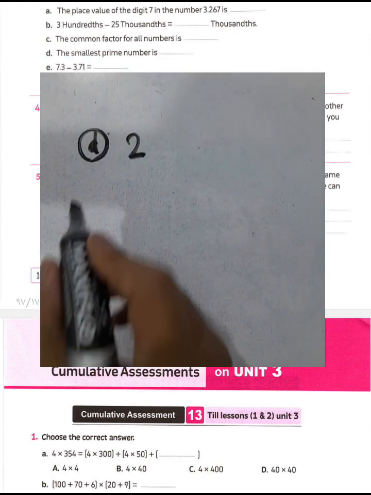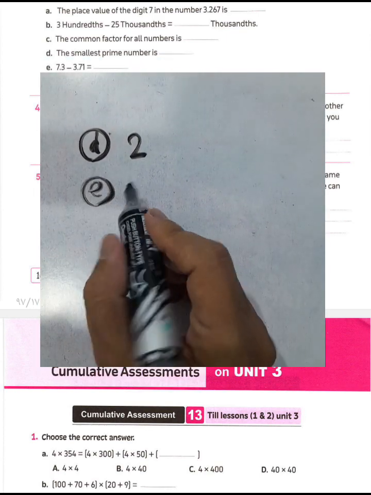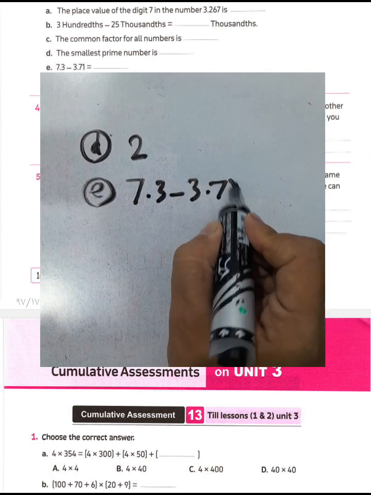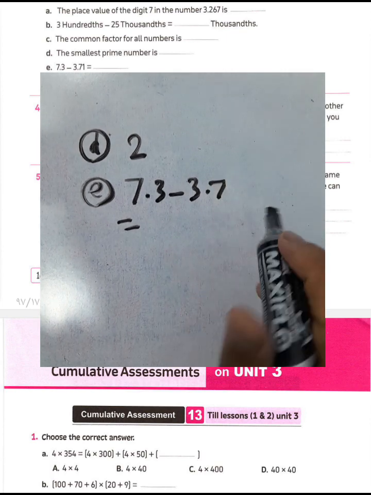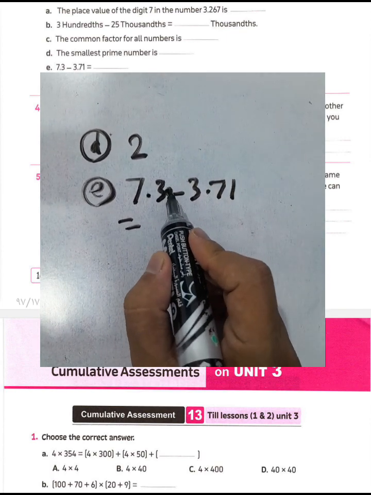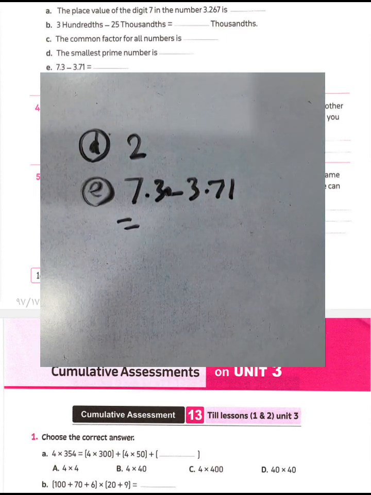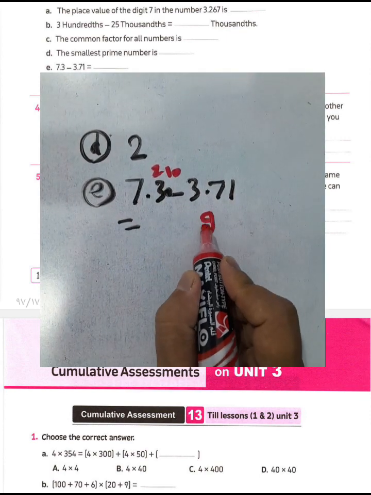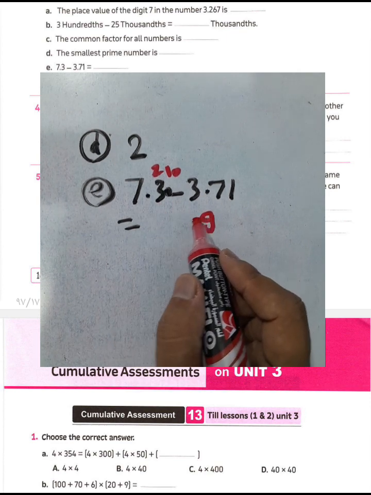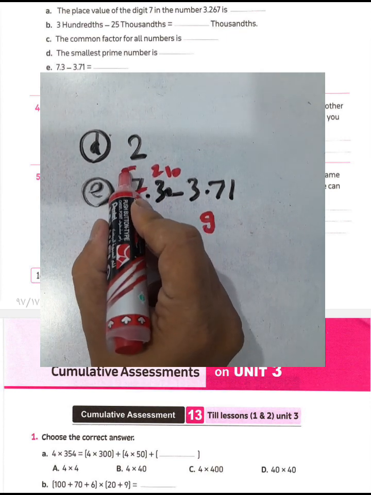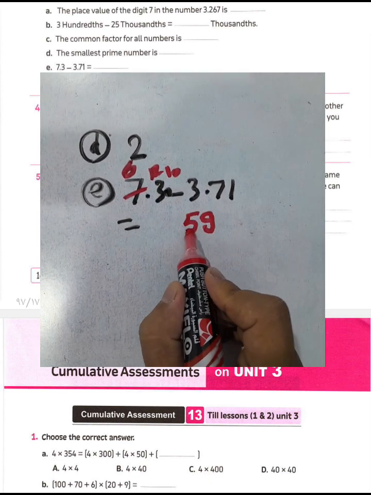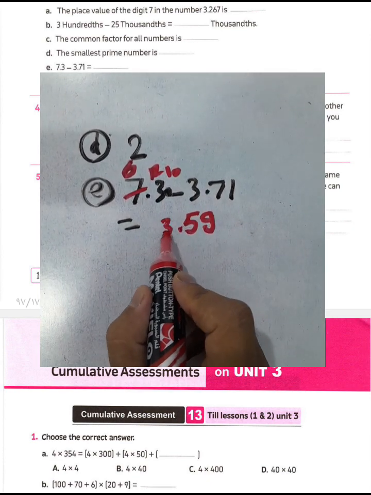Question letter E. Find the difference between 7.3 and 3.71. We can find the difference between two numbers here by putting 0 on the right hand side. 0 minus 1, we can't do it. Then you can borrow 1 from 3 here, it will be 2, and 0 will be 10. 10 minus 1 equals 9. 2 minus 7, we can't do it, so you must borrow 1 from 7 here, it will be 6, and 2 will be 12. 12 minus 7 equals 5. And 6 minus 3 equals 3.